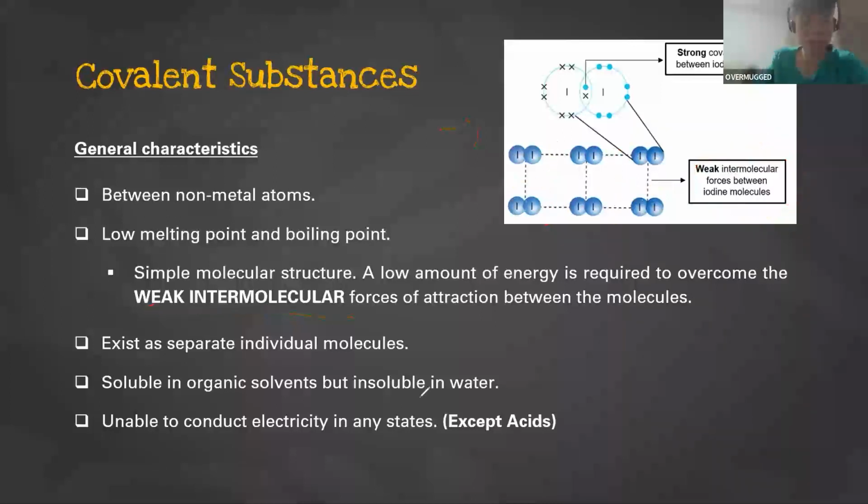Okay, next. Your covalent substances will exist as separate individual molecules. 1 unit, 2 unit, 3 unit, 4 unit, right? Separate individual molecules. Generally, they are soluble in organic solvent. You will learn organic chem in the last 2 chapters of Sec 4. For now, organic solvent, just treat it as oil, right? We learned that water and oil do not mix. Okay, so just treat it as that for now.